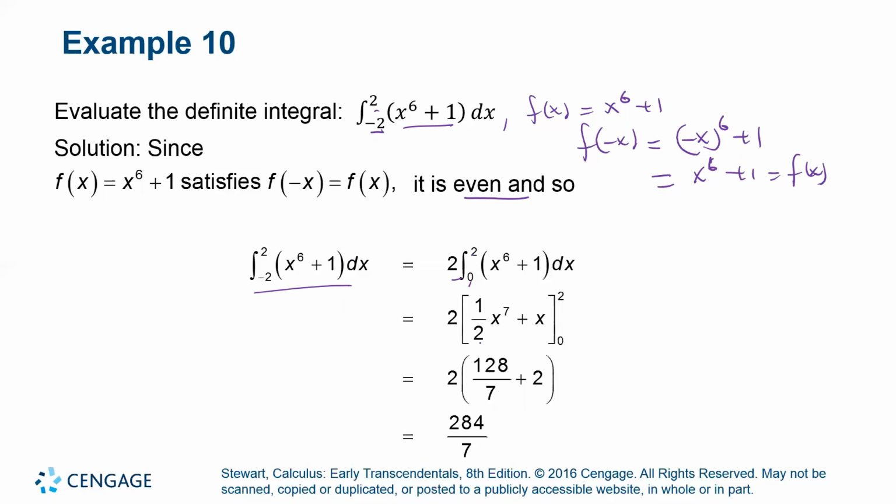So the antiderivative of x to the 6 is 1 over 7 x to the 7, plus x. Then I evaluate at 2 and then at 0. At 0, I get 0 for each term, so it's 0 minus 0 plus 0. So I get 128 over 7 plus 2, then times 2 gives me this answer.